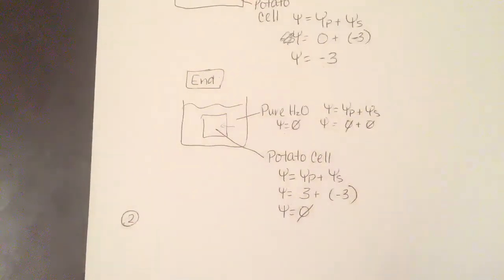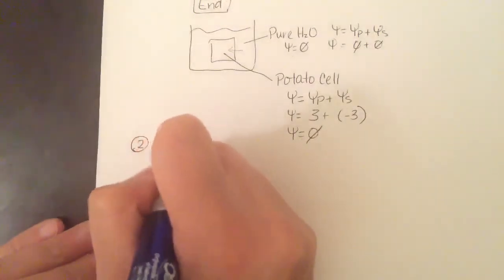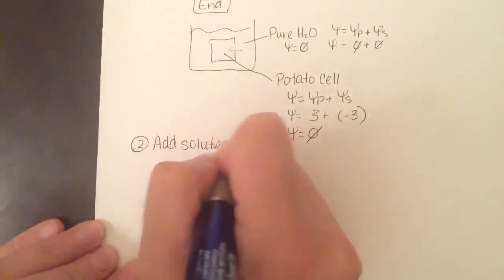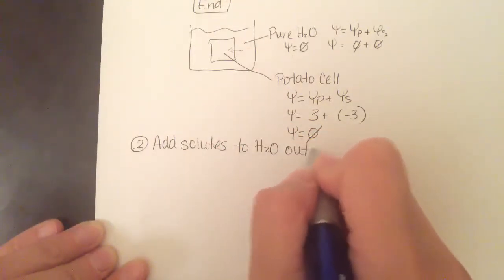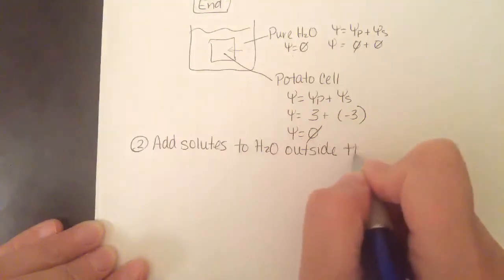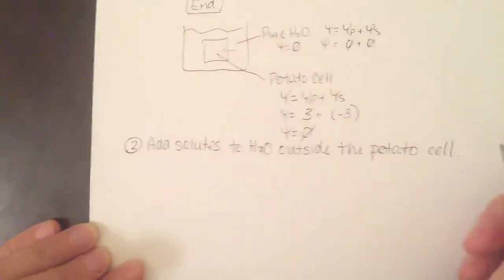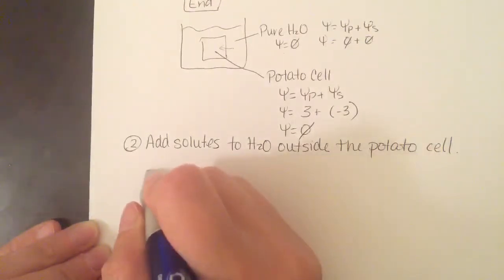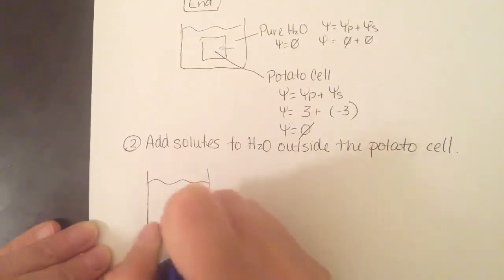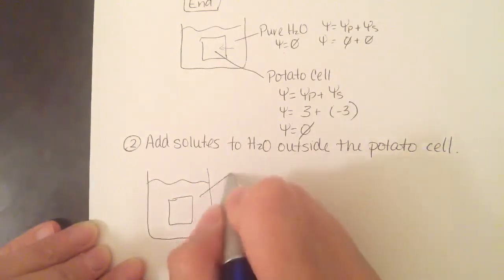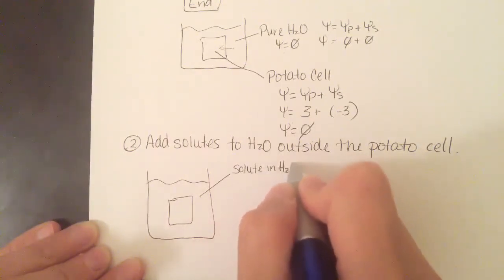All right, so let's look at example number 2, and let's add solutes. We're going to add solutes to the water outside the potato cell. So let's look at this setup here. All right, so here's our setup, and let's write some things here. So here's your solutes in the water.